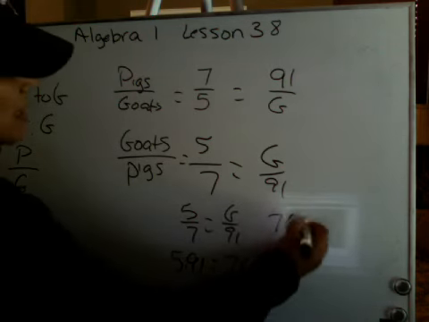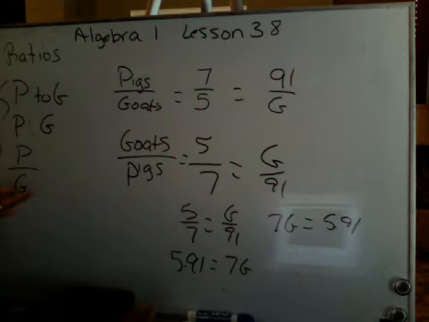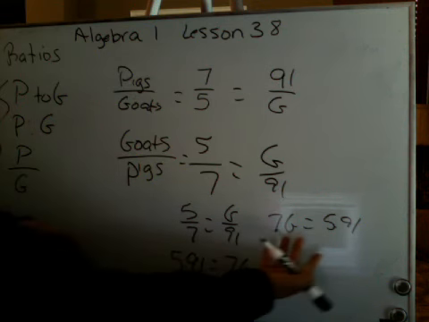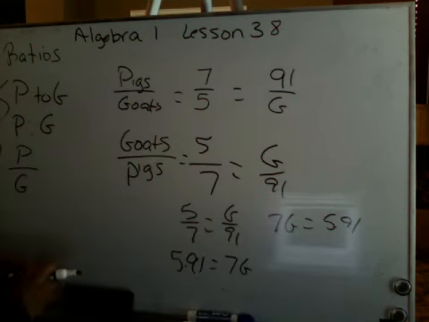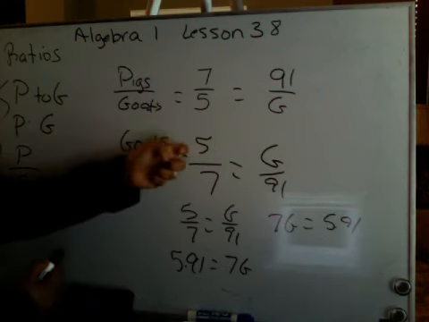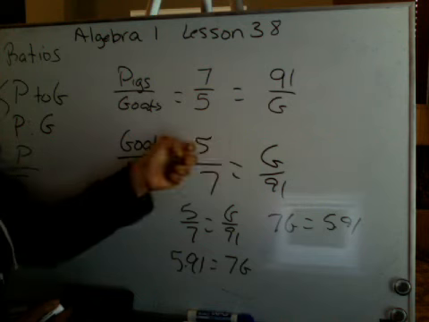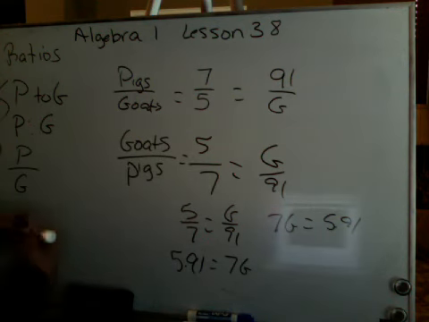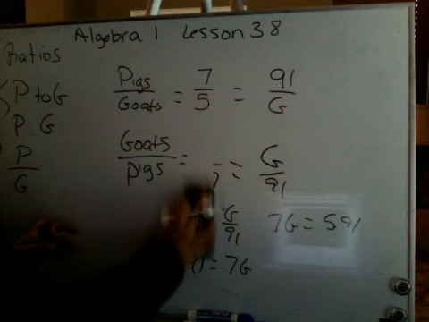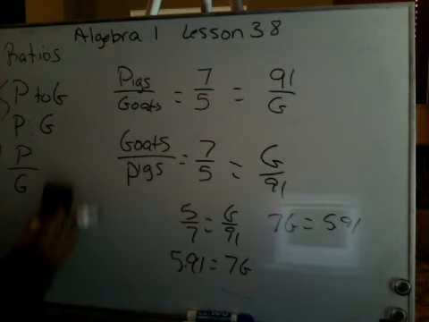Because it's simply what we had before, except it was flipped. It said 7g equals 5 times 91. And we have a property that says it doesn't matter on an equation. You can flip the entire equation and it's still the same. It's not going to affect the equation. But the important thing is if you do goats to pigs, make sure that all the numerators reflect goats and all the denominators reflect pigs. Because if we did this but we left it like this, we would have a wrong answer. We'd get a totally different answer.